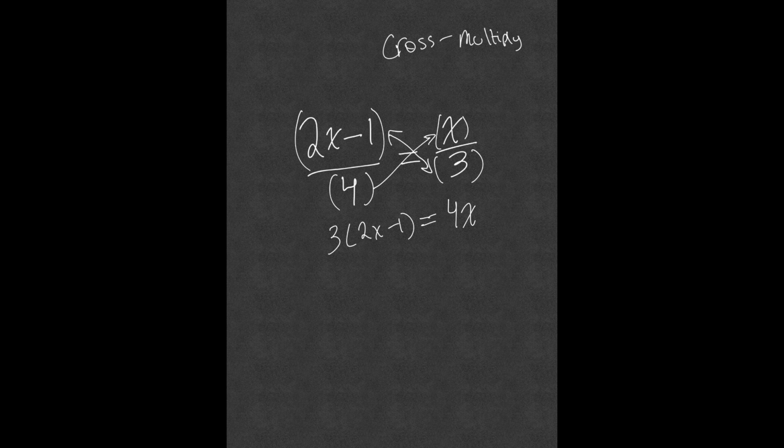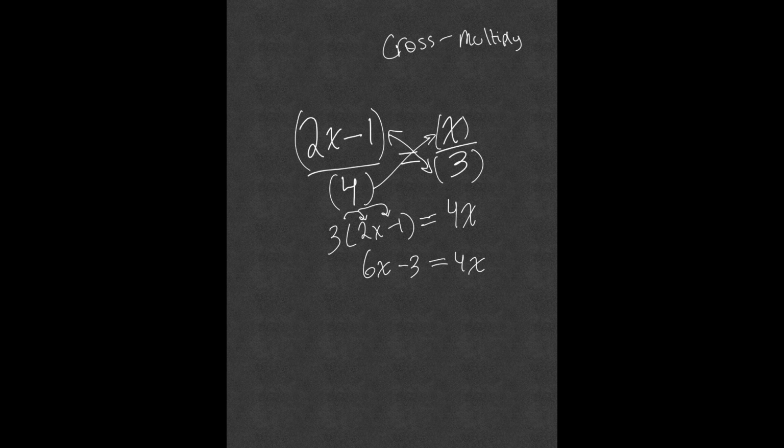And from here, you can see what you need to do, right? On the left side, I want to get rid of this 3 on the outside, and I'm going to do so by distributing, right? 3 times 2x and then 3 times negative 1. Well, 3 times 2x is going to give me 6x. And then I have 3 times negative 1, which is negative 3. And of course, this equals 4x.